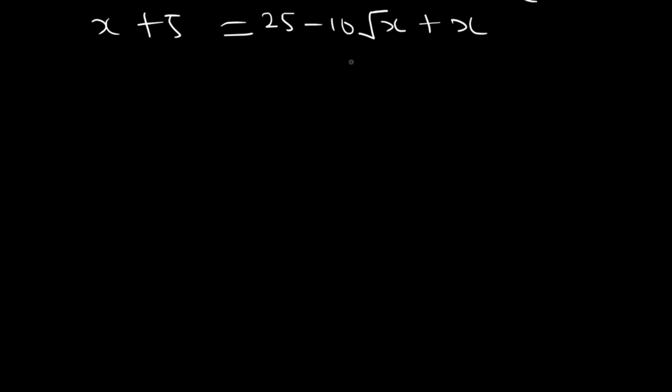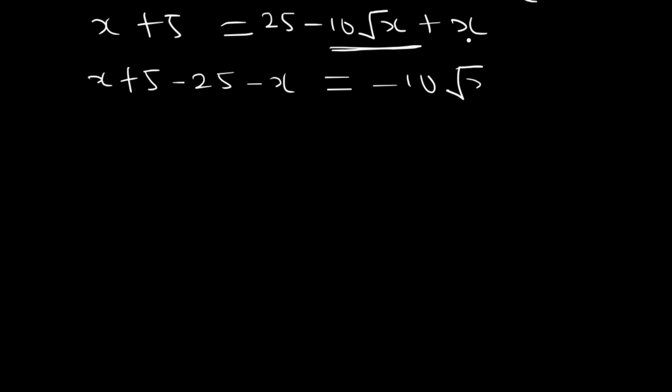Notice that we have a radical at the right hand side. So we are going to move every other term at the right hand side to the left hand side. If we do that, we'll have x plus 5, starting with 25. If it moves to the left hand side, the sign will change to negative, and we'll go over to x. If this x moves over, it will change to negative also. So everything will be equal to minus 10 root x.